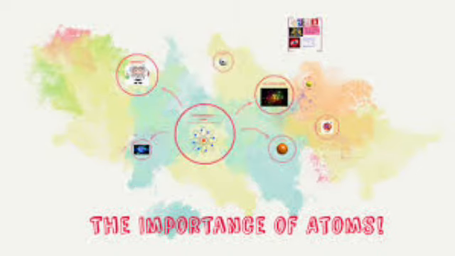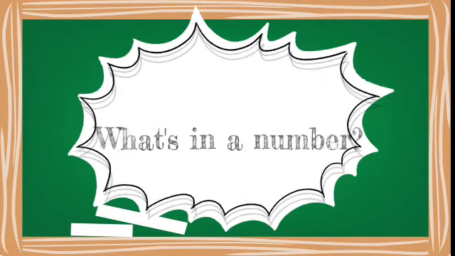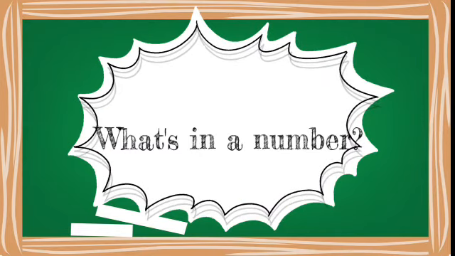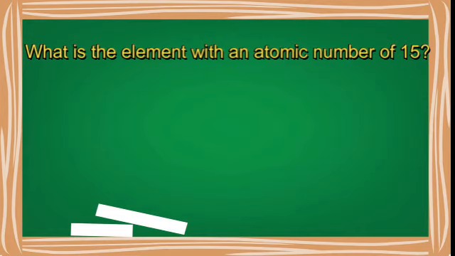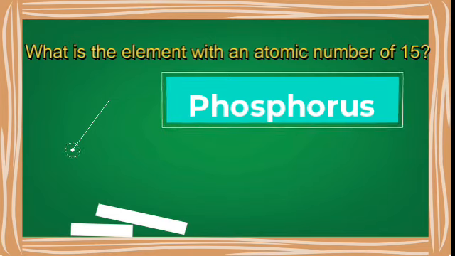Now, let's have our last activity. This is what we call What's in a Number? I want you to get your periodic table. Now, check in the periodic table what is the element with an atomic number of 15. Good job! It's phosphorus.